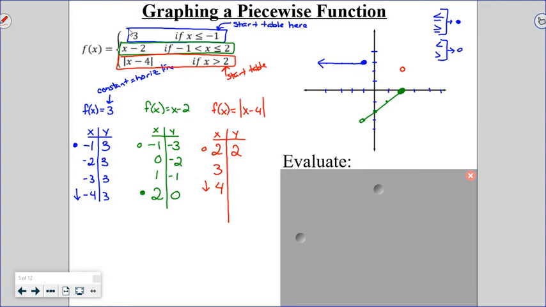Plug a 3 in there. 3 minus 4 is negative 1. Absolute value turns it into 1. And plug a 4 in there. 4 minus 4 is 0. Absolute value is 0. Now, if I were to stop there, it looks like it would just be a straight line, and a lot of people would continue a straight line down this way.